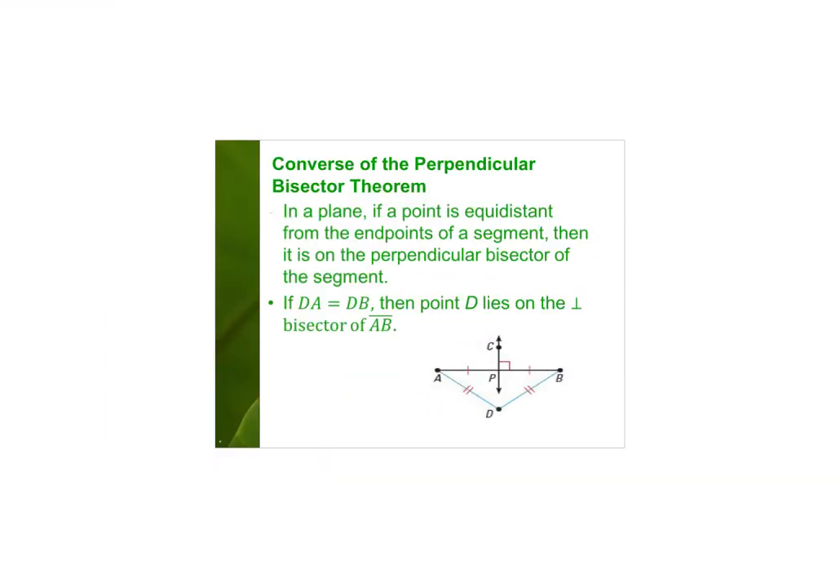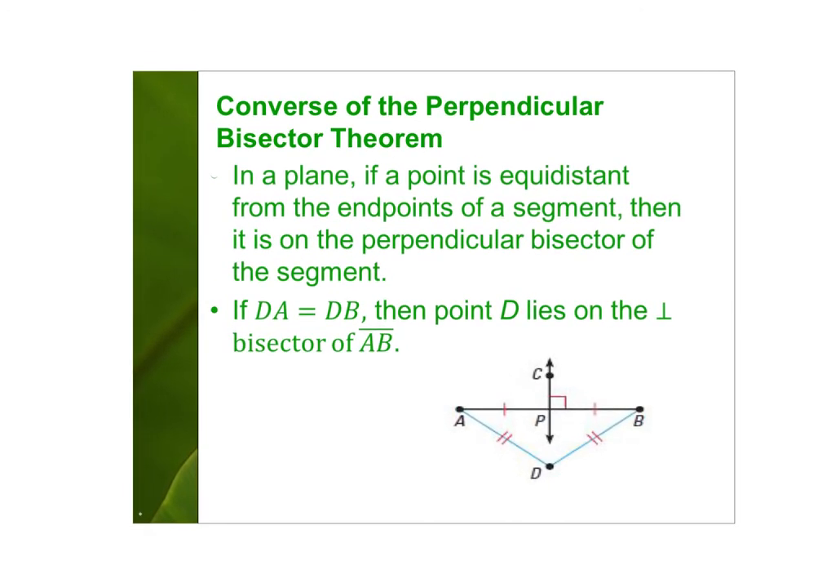The converse of the perpendicular bisector theorem says, in a plane, if a point is equidistant from the endpoints of a segment, then it is on the perpendicular bisector of the segment. So in other words, if DA is equal to DB, then the point D lies on the perpendicular bisector of AB.